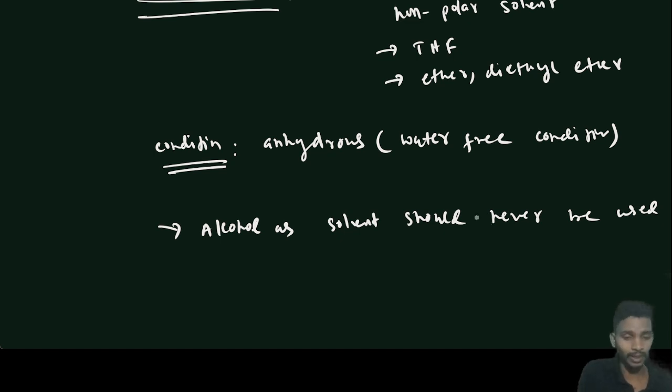and make some other reactions. As a result, you will not get the expected product. So whenever you are using a Grignard reagent, be careful about these things. Alcohol, or any solvent that has an acidic proton, should not be used as a solvent. And it should always be in anhydrous condition, meaning water should not be there.